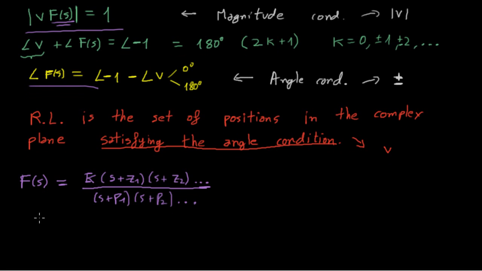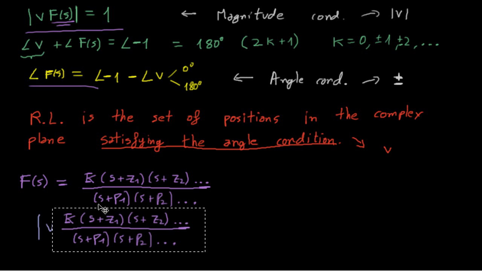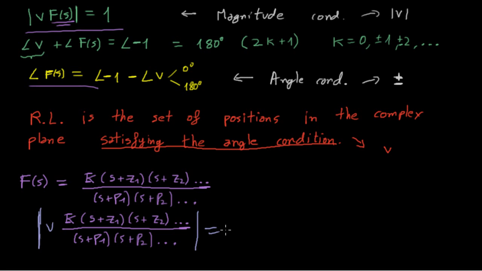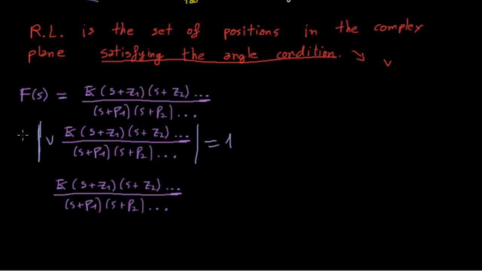The angle of v times k times, okay, let me copy and paste the angle, the magnitude of this magnitude is equal to 1, and the angle of this is equal to the angle of -1 minus the angle of v.